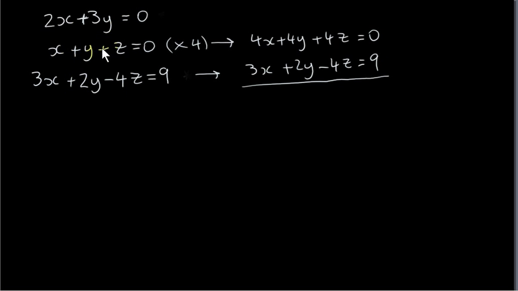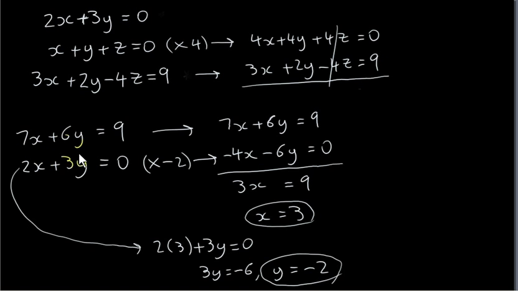So we eliminate z between these two equations. We multiply this equation by 4 to get 4x plus 4y plus 4z equals 0. 4 times 0 is 0. And I've just copied down this equation here. If we add these two equations together, we can eliminate z. So we get 7x plus 6y equals 9. And then we solve between this equation and 2x plus 3y equals 0.